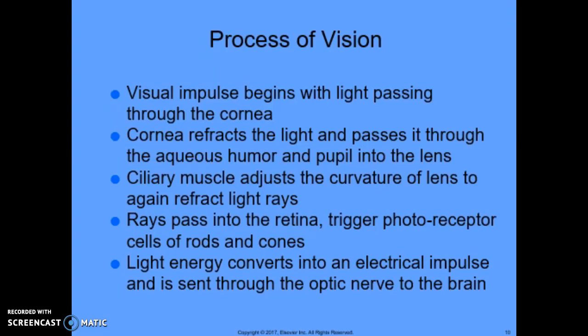So in the process of vision, a visual impulse begins with light passing through the cornea. The cornea refracts the light and passes it through the aqueous humor and pupil into the lens, and then the ciliary muscle adjusts the curvature of the lens to again refract light rays. Then these rays pass into the retina, and it triggers the photoreceptor cells of rods and cones. Then the light energy converts into an electrical impulse and is sent through the optic nerve to the brain.